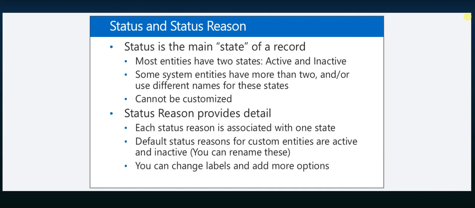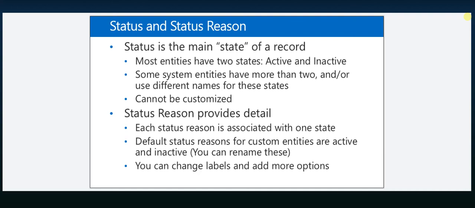Status is basically active or inactive. Those are the two main states that any or most records are in. There's a couple of system entities that have more, like case, for example, or opportunity. So case have open, canceled, and completed, or resolved.